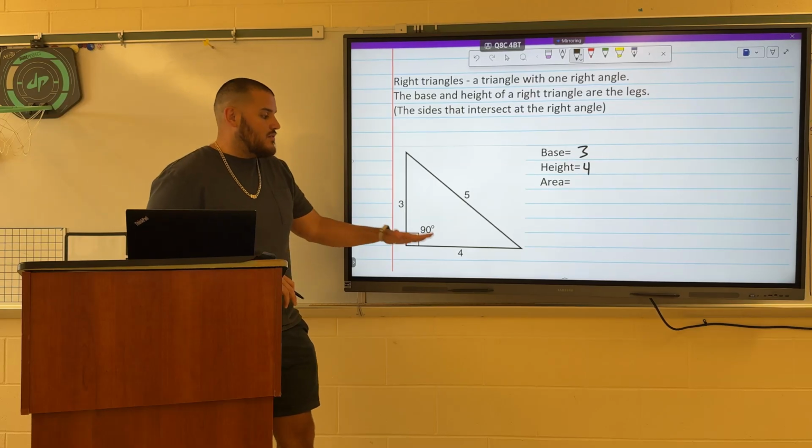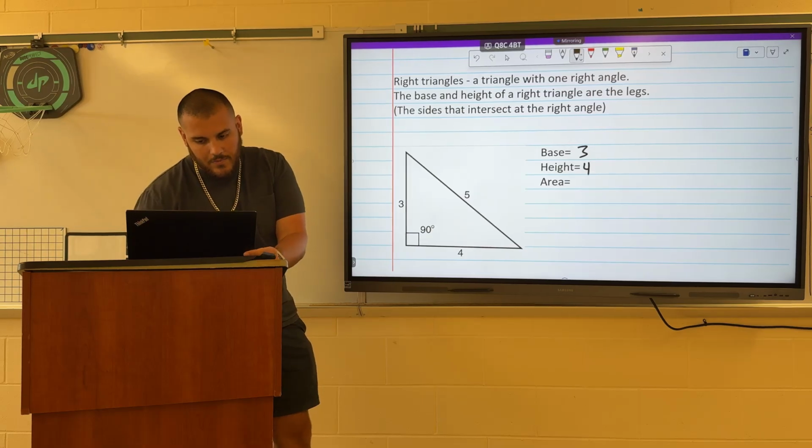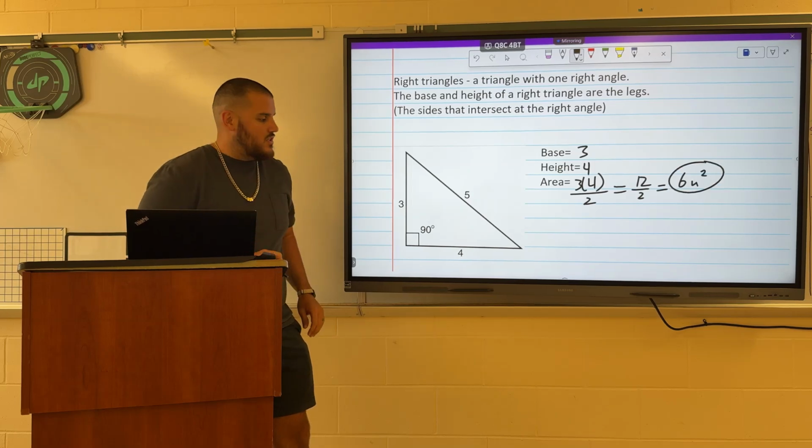So I could say base of 3, height of 4, and those can be plugged into our area formula for this triangle. So base of 3 times the height of 4 divided by 2. 3 times 4 is 12. 12 divided by 2 gives me an area of 6 units squared for this triangle.